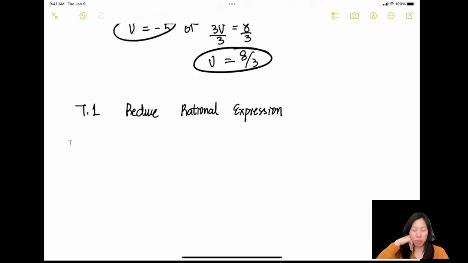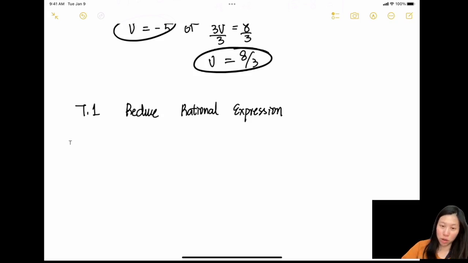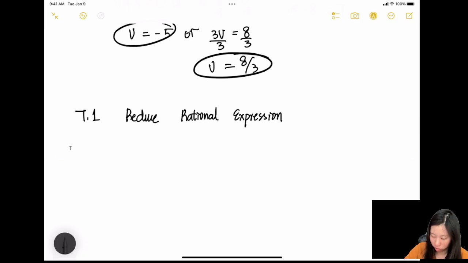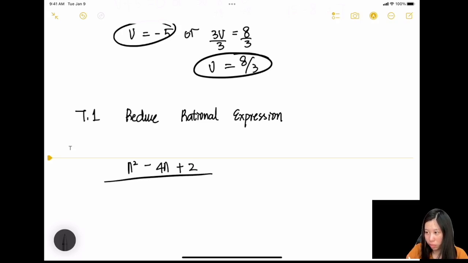Okay, so this is about 7.1 practice, how to reduce rational expressions. First of all, how to evaluate the function by giving a number to a variable. I'm going to do a slightly more complicated one: n squared minus 4n plus 2 over n minus 4, when n equals some negative number.